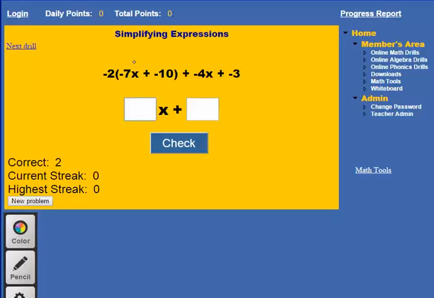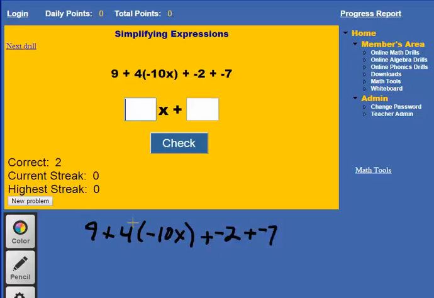All right, this is just like that other one, so we're going to find another one here that's a little bit different. Here we go. So this one, I'm going to do this multiply first. So let's get it written down. So 9 plus 4 times negative 10x. Even though there's only 1 in the parentheses, it's still a multiply. So I got to do the multiply first. So 9 plus negative 40x plus negative 2 plus negative 7.